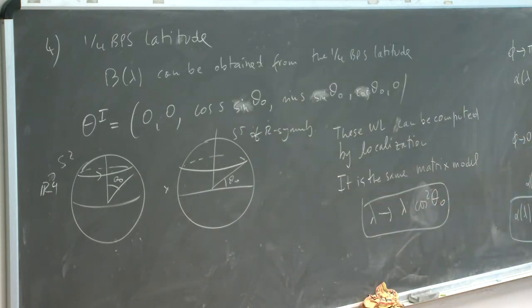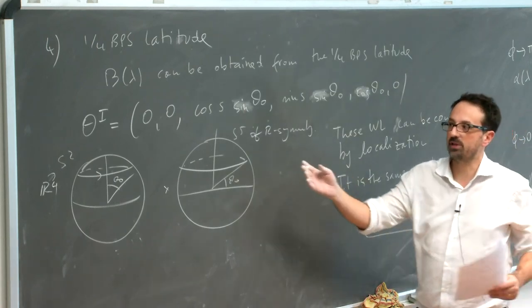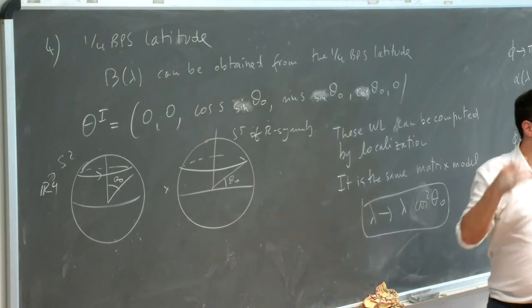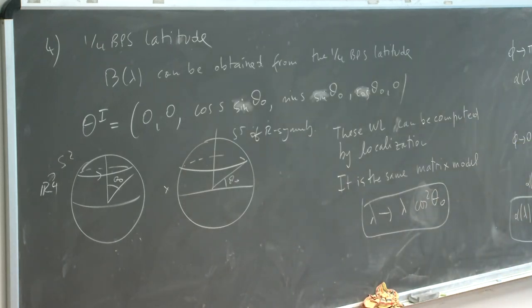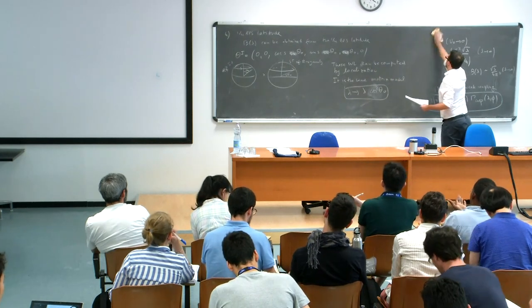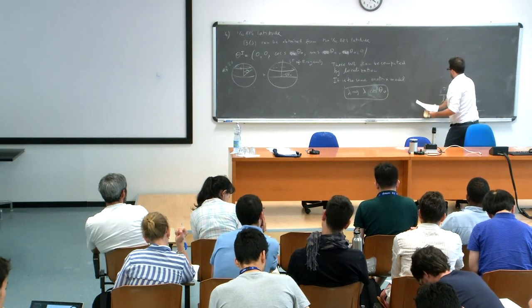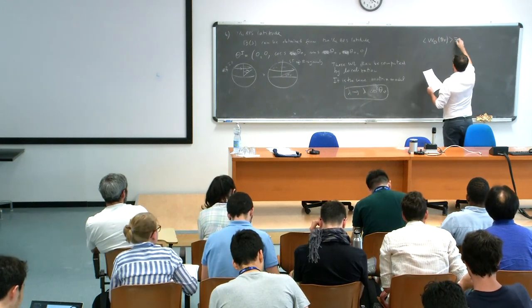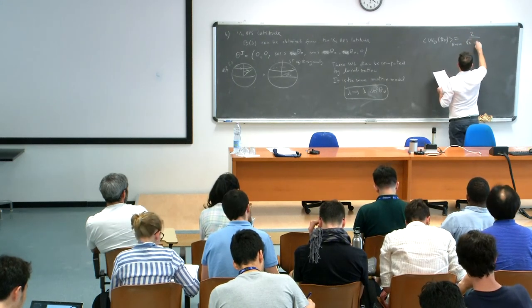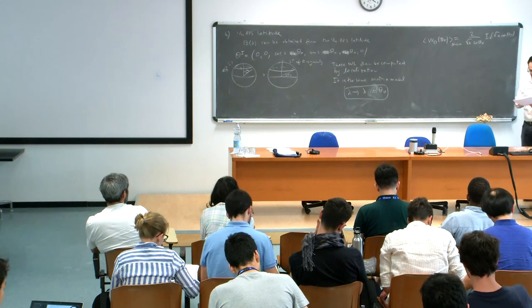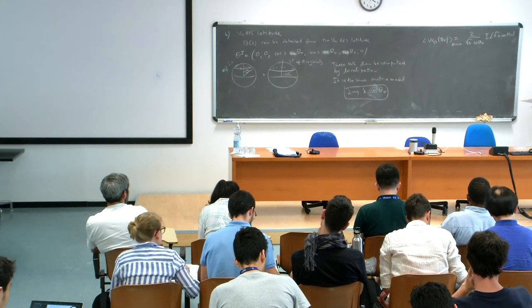So you can import all the results that you computed already for the half BPS circle to this case of these loops on the S2. So for the particular latitude, you have to do this replacement. For generic loops on the S2, you have to do another replacement, but it's very simple. Okay, so now, as I said, you can import all the results that you had before. So in particular, we can compute exactly the expectation value of a latitude at an angle theta 0. And for N going to infinity, this is cosine theta 0 times a Bessel function of square root of lambda cosine theta 0. So it's the same Bessel function.